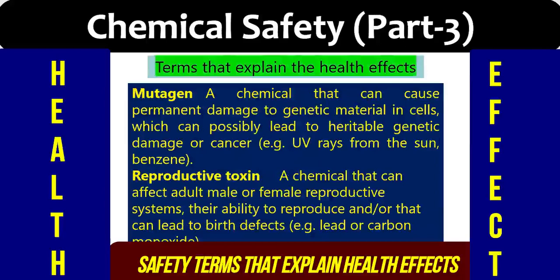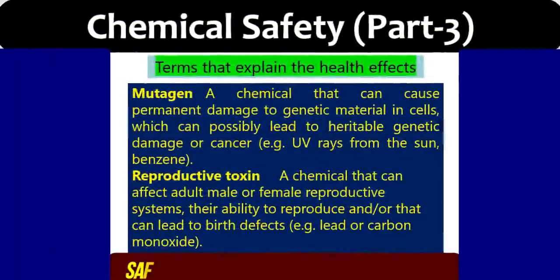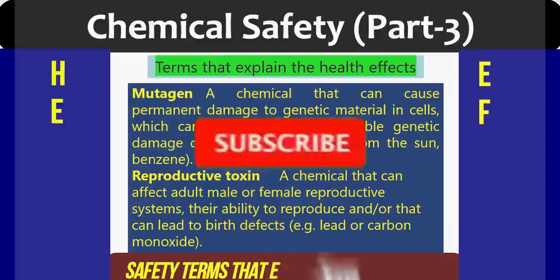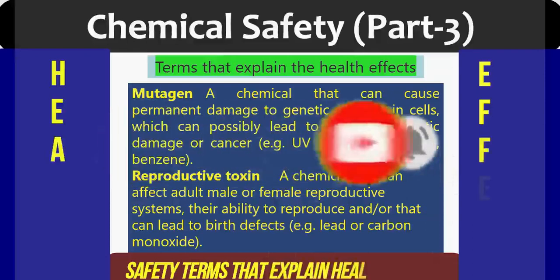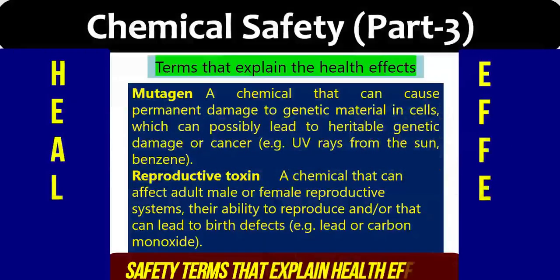What is a mutagen? A chemical that can cause permanent damage to genetic material in cells, which can possibly lead to heritable genetic damage or cancer. For example, ultraviolet rays from the sun, benzene, etc. What is the definition of reproductive toxin? A chemical that can affect the adult male or female reproductive system, their ability to reproduce, and or that can lead to birth defects. For example, lead or carbon monoxide. This may cause reproductive problems for both males and females.